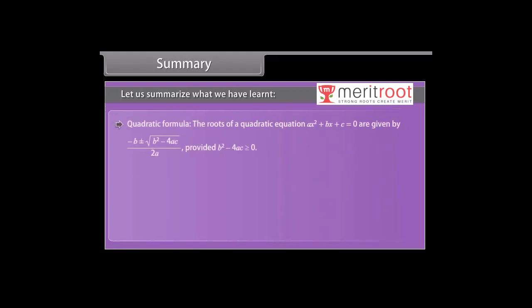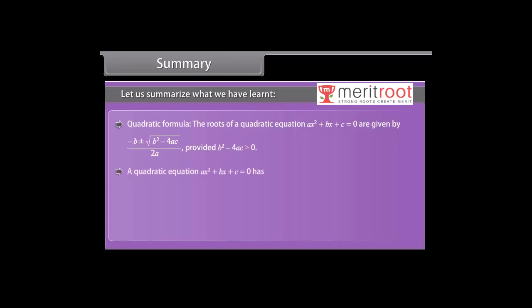Quadratic formula. The roots of a quadratic equation ax square plus bx plus c is equal to 0 are given by minus b plus minus square root of b square minus 4ac, whole upon 2a, provided b square minus 4ac is greater than or equal to 0.